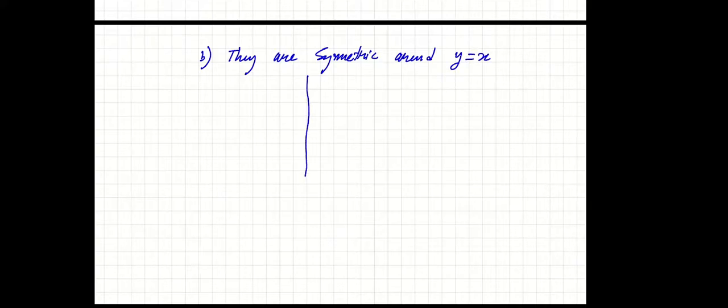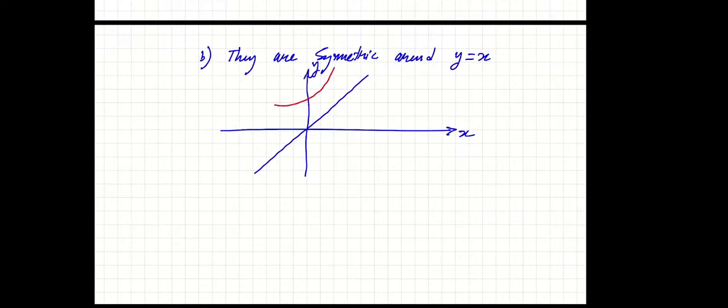Next property. What is the next property, guys? Aren't they symmetric around y is equal to x? Very good. They are symmetric around y is equal to x, right? So if you have a function like this, it will be like that.